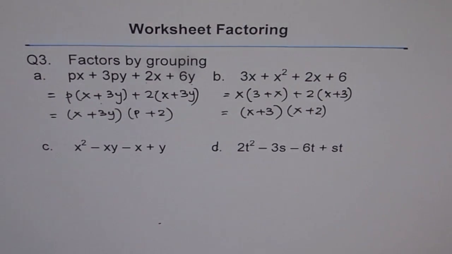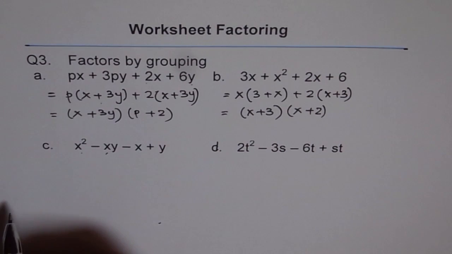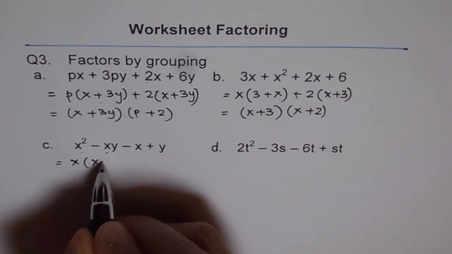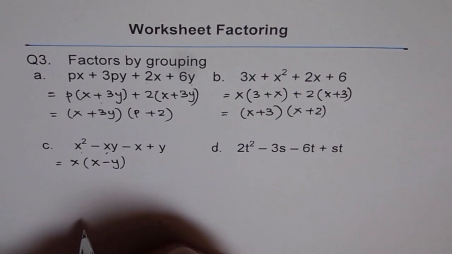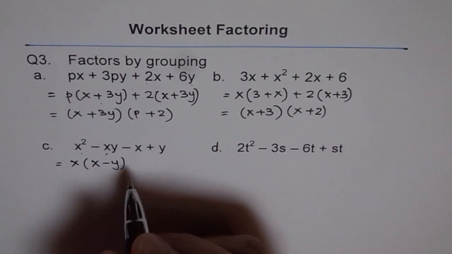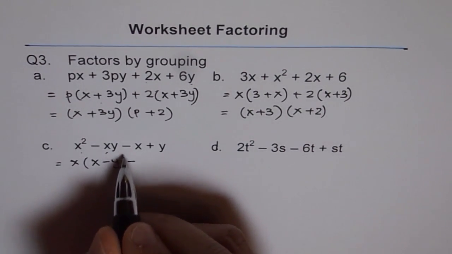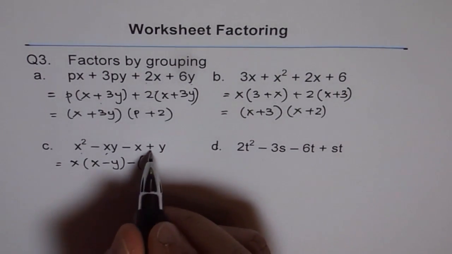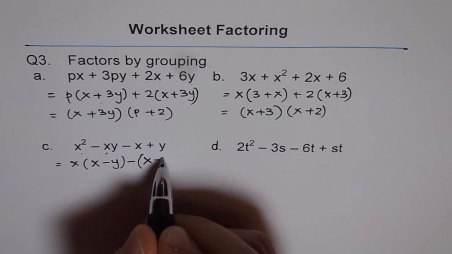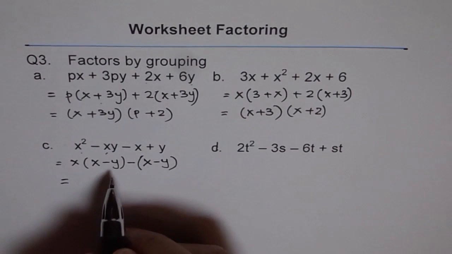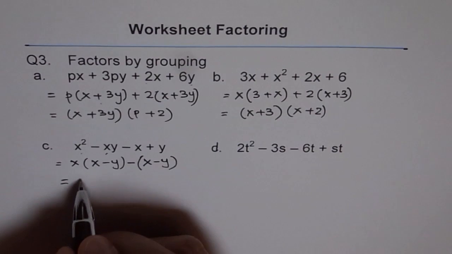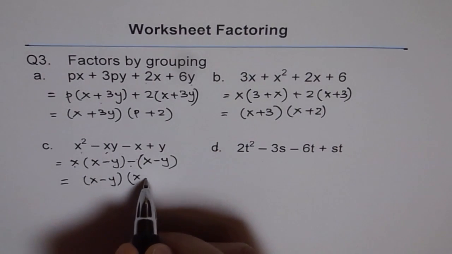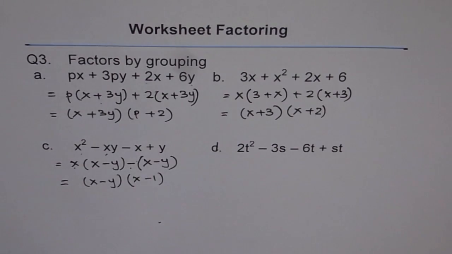Now let's move on to C. So in the first 2 terms, x is common, right? So we have x times x minus y, and here nothing is common. So 1 is always common, right? We'll take minus 1 this time as common, since minus is the sign before y. So when you take minus 1 common, the signs inside will change. So we'll have x minus y. That leaves us with x minus 1 as a common factor. So we get x minus y times x minus 1. So that is the answer for C.